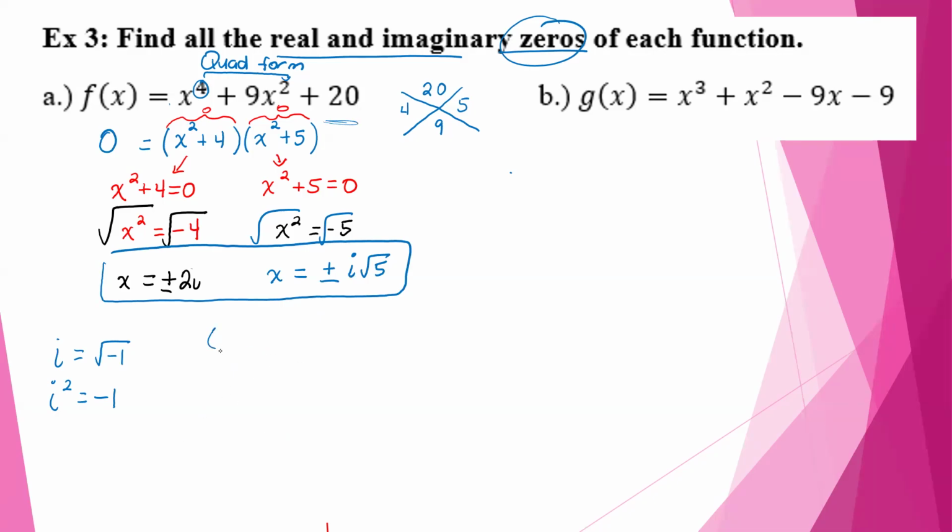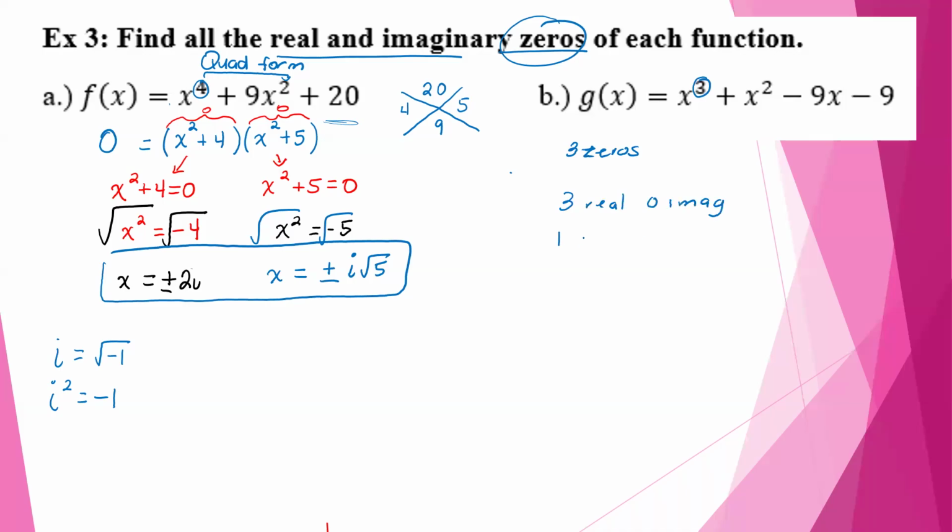All right. Next one. Okay. It's a what? Cube. So cube. What does this tell me? I have what? 3 solutions, right? So I have 3 zeros. Can we have all real? 3 real? Why not? Can I have 3 real?